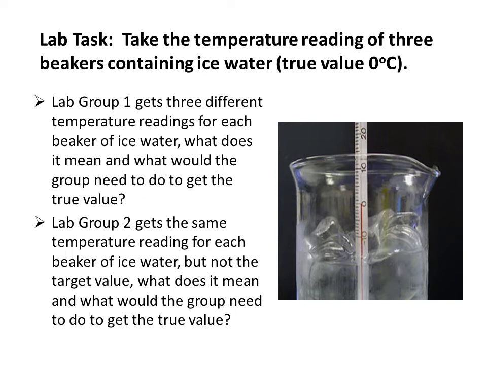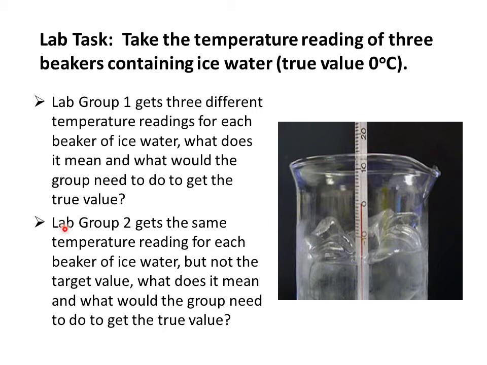Okay, so let's say we have a lab task where we're to take the temperature reading of 3 different beakers containing ice water. It has a true value of 0 degrees Celsius. So let's say in the first lab group, they get 3 different temperature readings for each beaker of ice water. What does it mean, and what would the group need to do to get the true value?